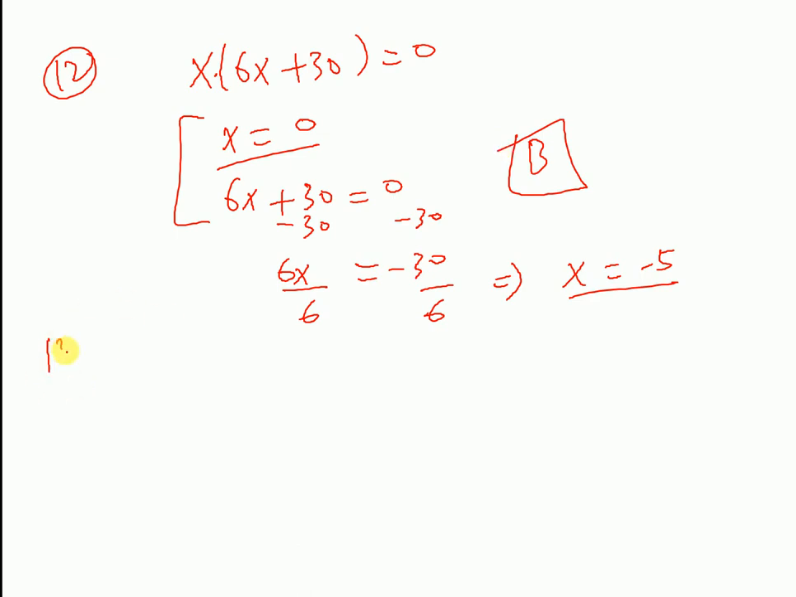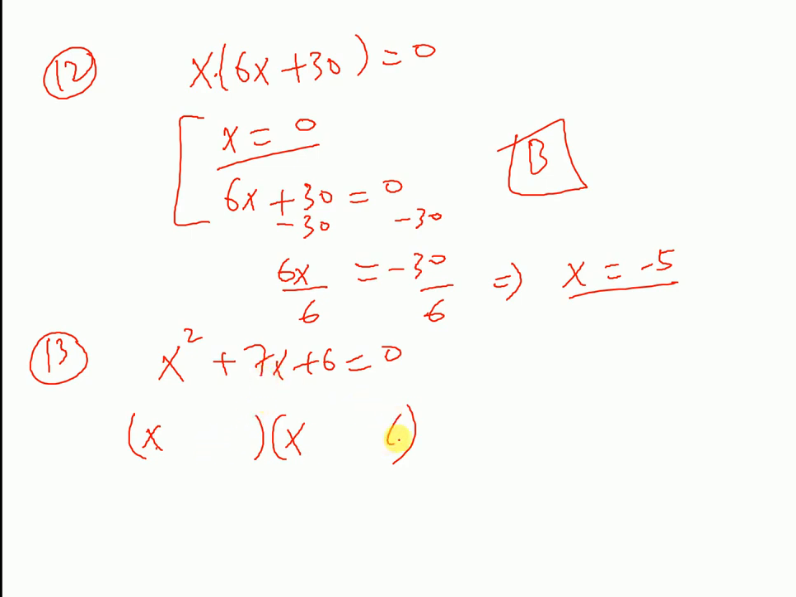The 13th problem. Question 13, x squared plus 7x plus 6 equals 0. Now you can do this by factoring this into two factors. Again, x squared, so you have x and x here. These two numbers, when you multiply them together, you get 6. You add them, you get 7. So which ones? Multiply 6 and 1, you get 6. You add them, you get 7. So there's plus 1 and plus 6 here.